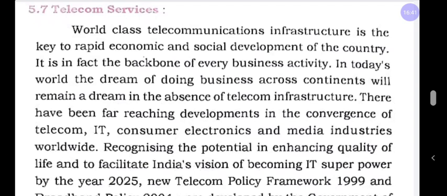Which is the first place secured, you can just give it through the comments. You can comment which is the first place secured in telecommunication technology in the world, and also you can comment which place is secured by Mumbai in telecommunication technology.